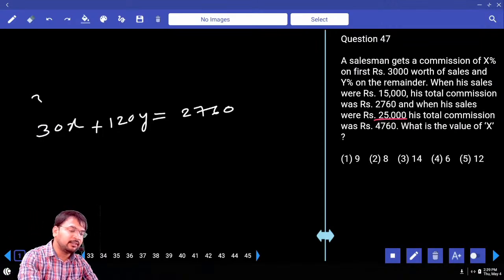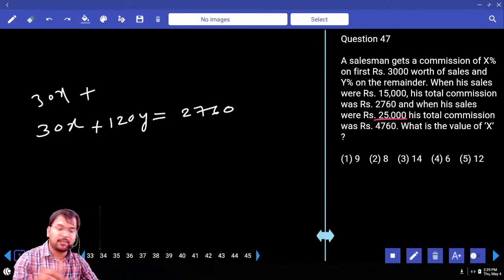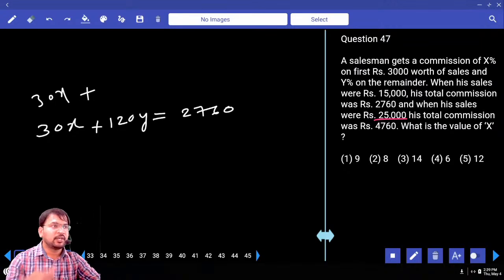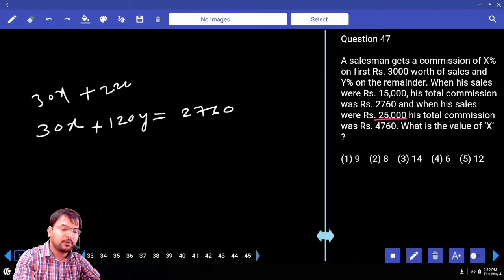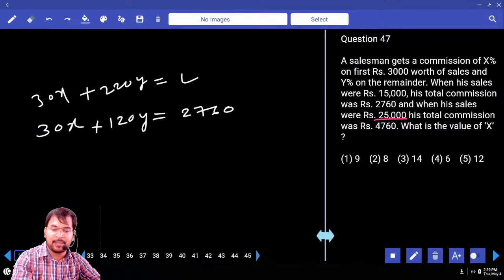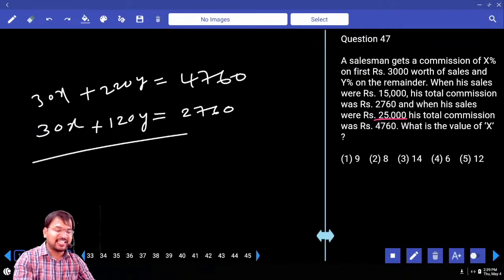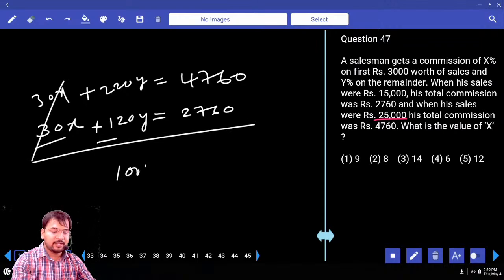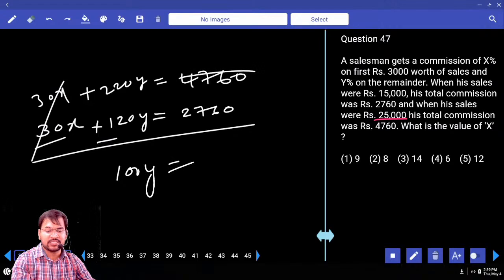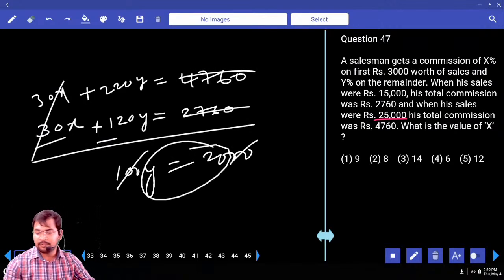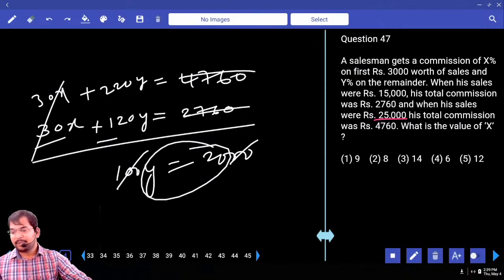3,000 is nothing but 30X. If you remove 3,000, the remaining is 22,000. 22,000 Y percent is nothing but 220Y. In this transaction we are paying 4760. Now 30X gets cancelled. 220Y, 120Y, 100Y, 4760, 2760, 2000. 100Y is equal to, and Y is equal to, but they are asking X.